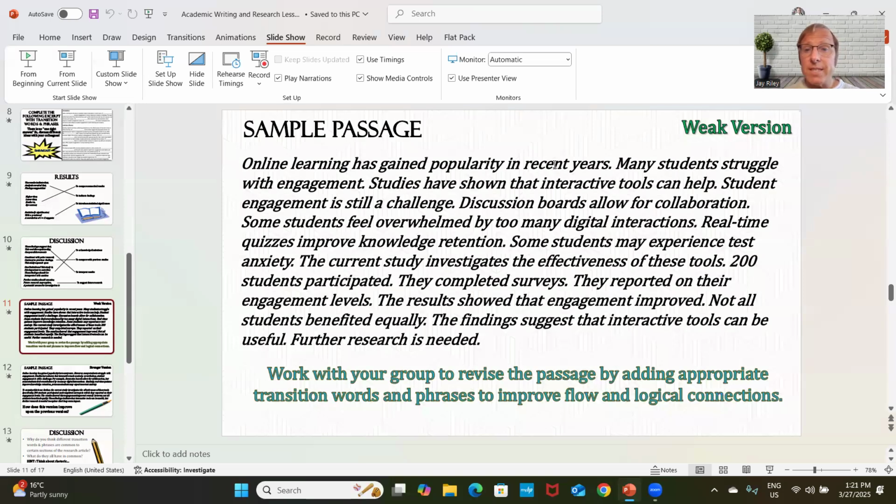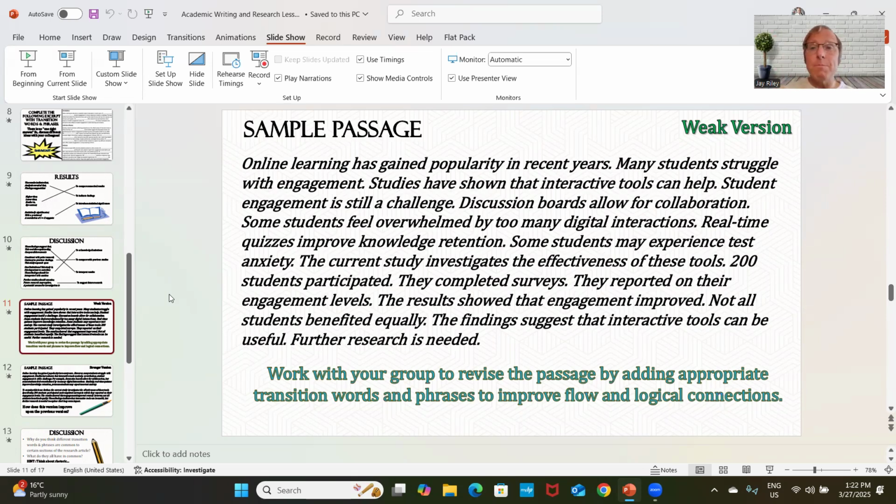The current study investigates the effectiveness of these tools. 200 students participated. They completed surveys. They reported on their engagement levels. The results showed that engagement improved. Not all students benefited equally. These findings suggest that interactive tools can be useful. Further research is needed. This is a very, very choppy paragraph, as we can tell.